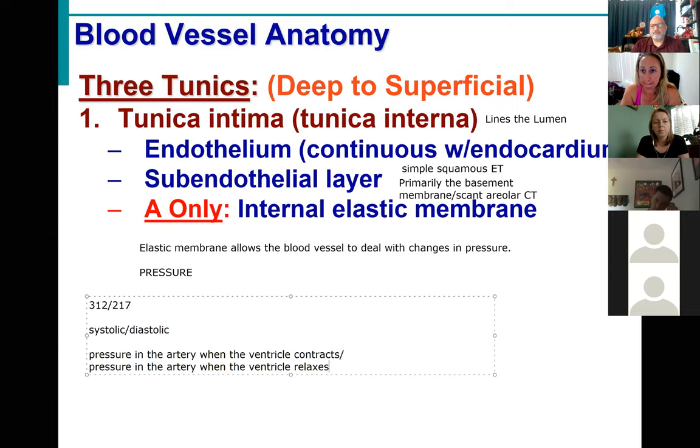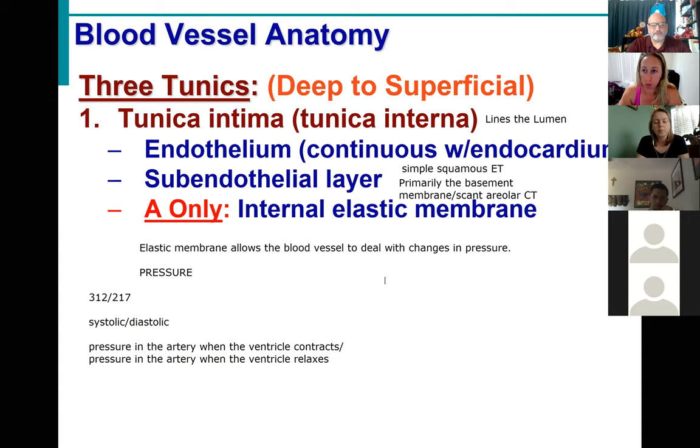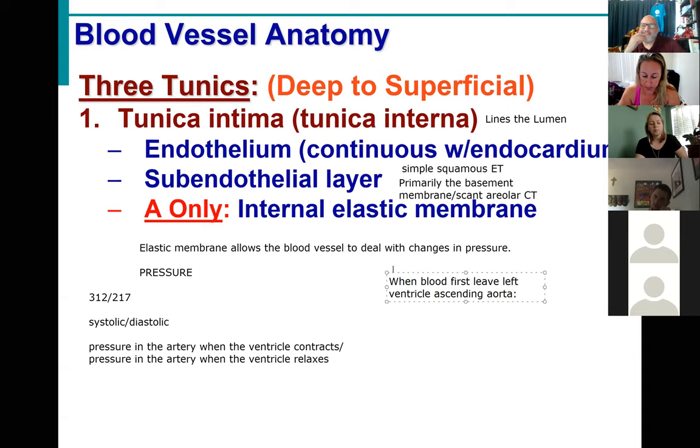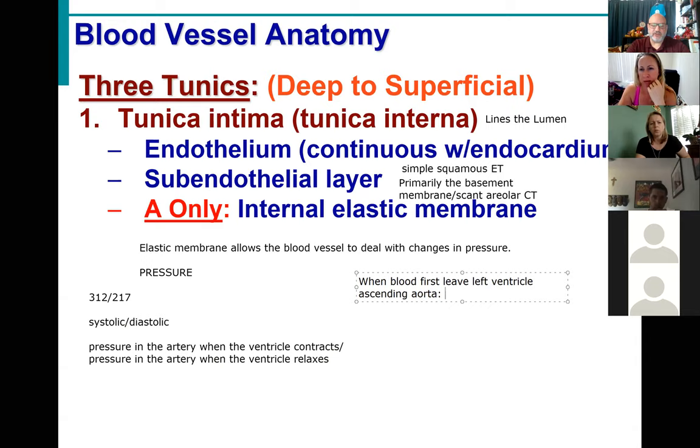By the time the blood reaches it, it's not nearly as big of a spike, maybe? Yeah, exactly. In fact, does anybody remember when the blood first leaves the left ventricle into the ascending aorta? Does anyone remember that chart we looked at, what the blood pressure would be in that case? What's a good number? Yeah, 120 is a good number. 120 millimeters of mercury, which is how we measure that.